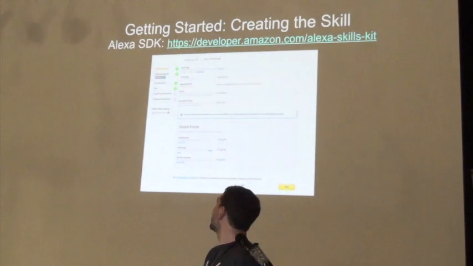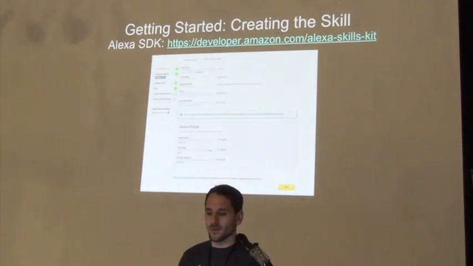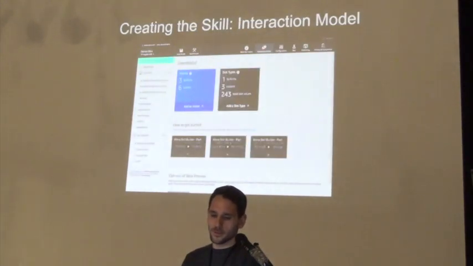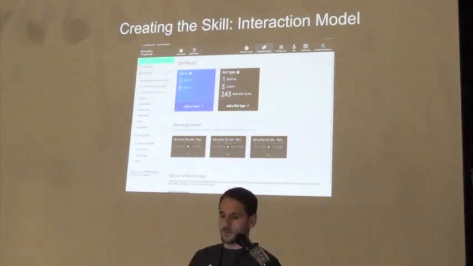It's got a name and an invocation name, so what you want the user to be able to say to get that invocation started so that Alexa will respond. After that, it goes into the interaction model builder, which is also pretty simple.